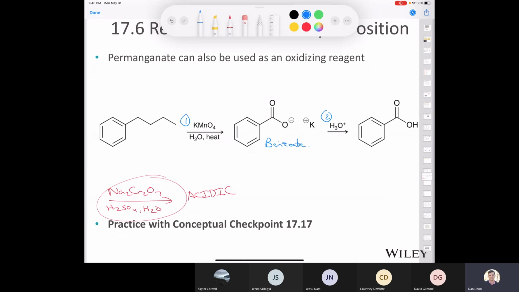So now we got 2 ways to do benzylic oxidation. We can either do it in acid or we can do it in base. In acid, using the Jones reagent, or in base, using this 2-step procedure. Step 1, potassium permanganate, water, and heat. And step 2, hydronium.